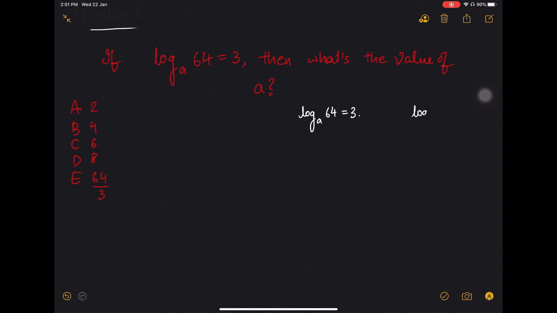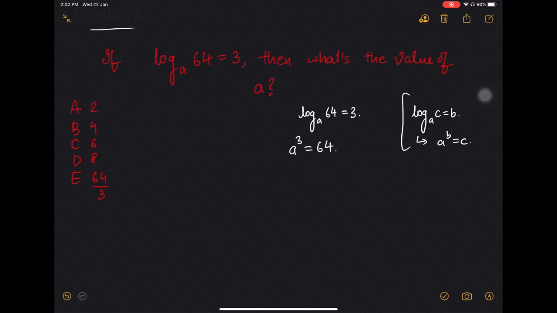Using log, if log base A of C equals B, then A raised to power B is equal to C is true. I'll write this whole thing as A raised to power 3 is equal to 64. Now you should be good at your cubes as well as squares if you are giving ACT.